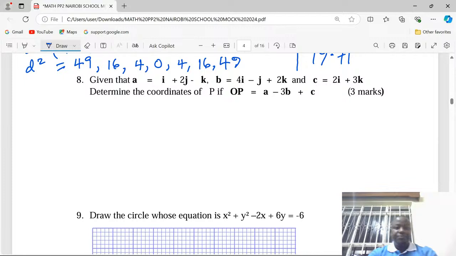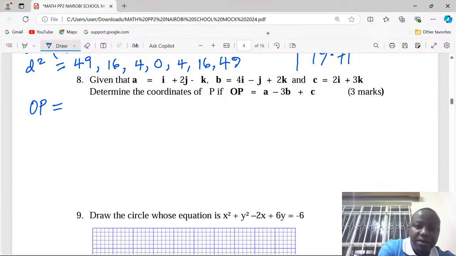Number 8. Given that vector A equals i plus 2j minus k, and vector B equals 4i minus j plus 2k, and vector C equals 2i plus 3k, determine the coordinates of P if the vector OP is equivalent to A minus 3B plus 2C. Let's express the position vector OP first.